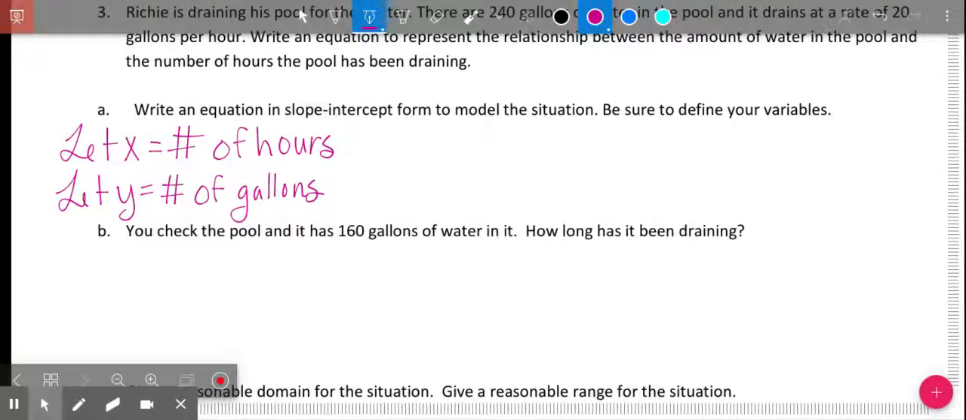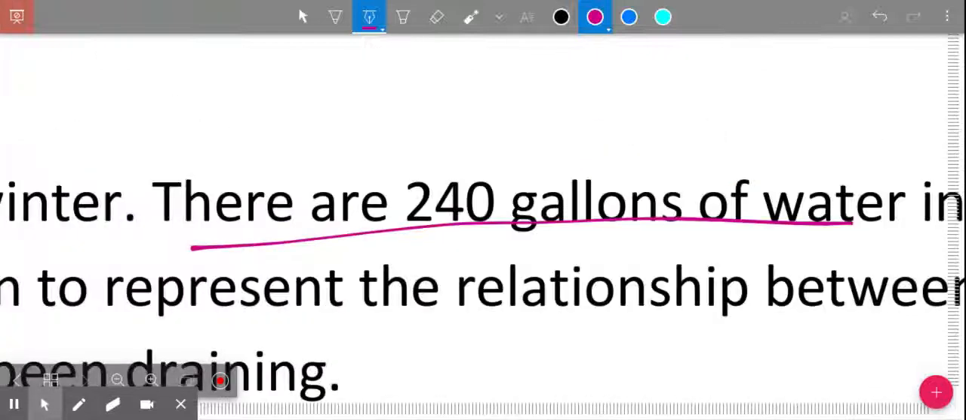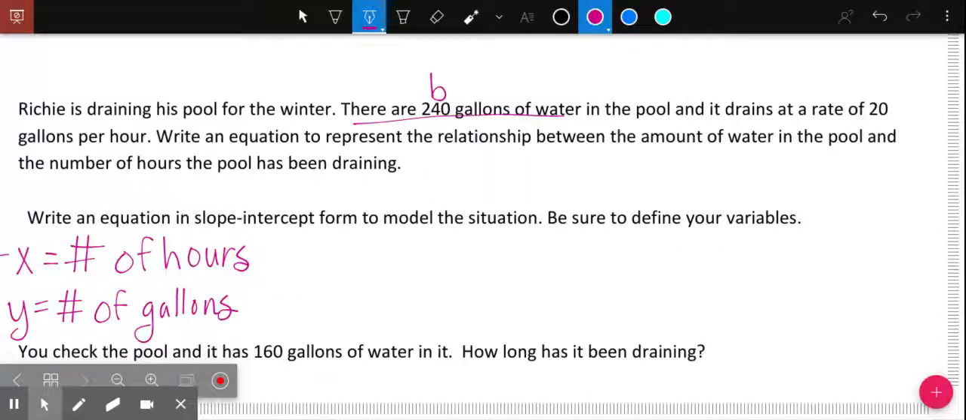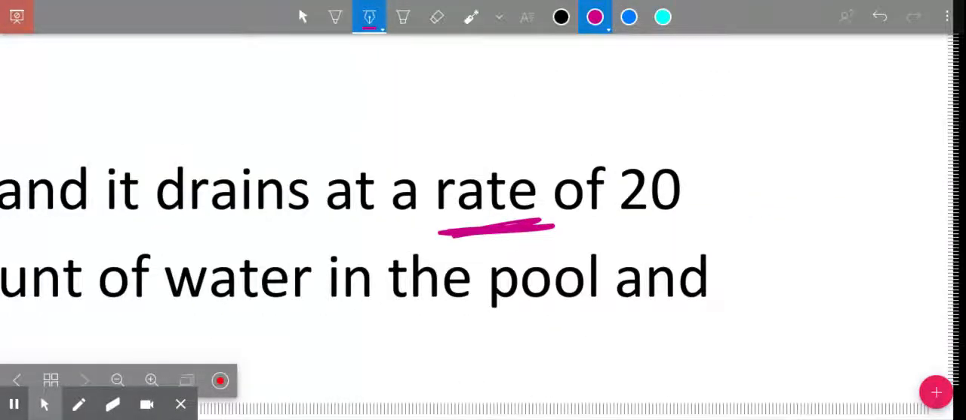Okay, so now we're going to write an equation. Okay, so if we think about this, there are 240 gallons of water in the pool. So we started with 240, so that's going to be my b value. It is draining at a rate. Guys, rate is like rate of change, slope. Okay, so that's kind of a key word to look for to know that, hey, this is going to be my slope. Okay, also, if it's draining, that means we're losing water. So that means my slope is going to be negative 20.